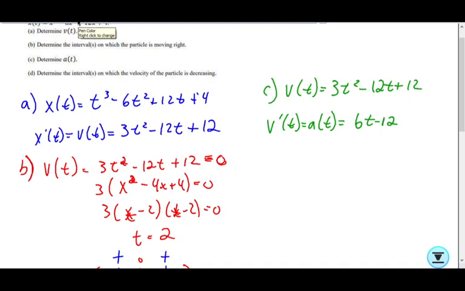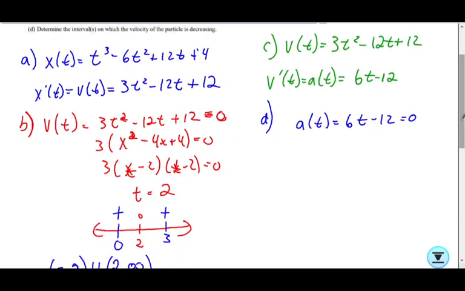Next, part D, it says determine the intervals in which the velocity of the particle is decreasing. Well, the velocity is decreasing when the acceleration is negative. Okay? So we start off with our acceleration, and we need to find when our acceleration is negative. So we set it equal to 0, because to find the negatives, we need to find zeros first. And we get t equals 2. That is when my acceleration is 0.